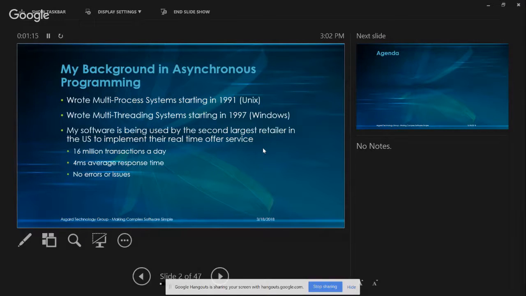Very briefly, my background: I've been doing multi-threading, I guess, since 1997, but if you count multiple processes talking to each other as a form of multi-threading, then since 1991.